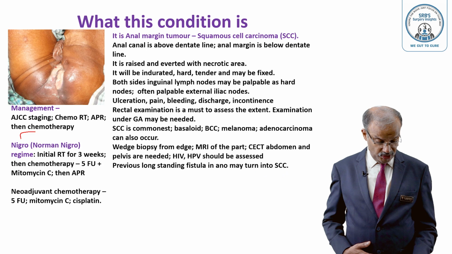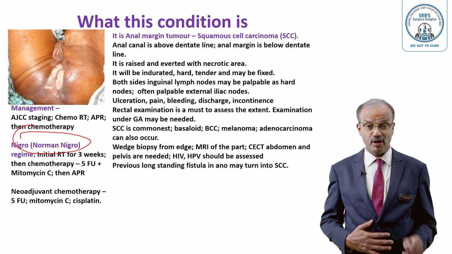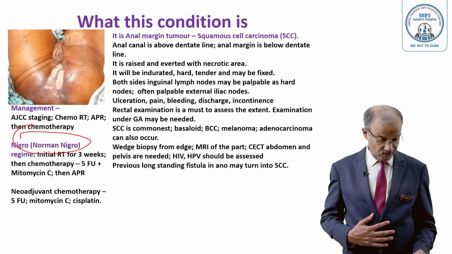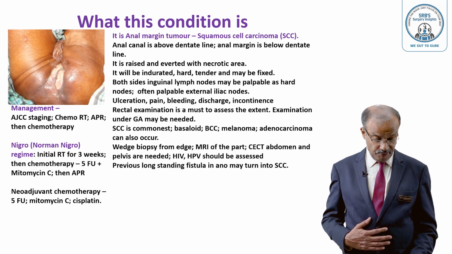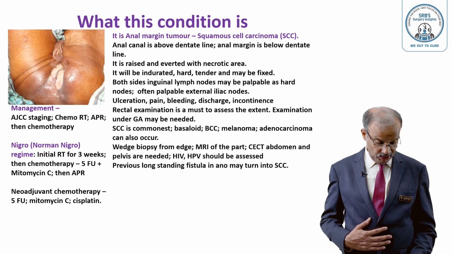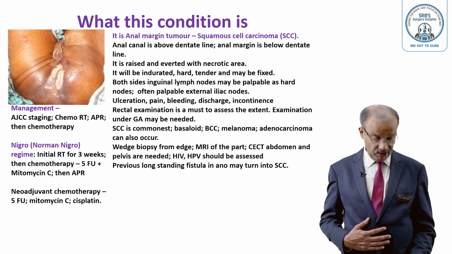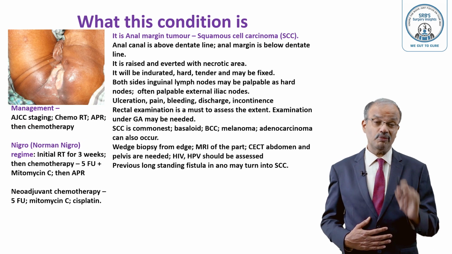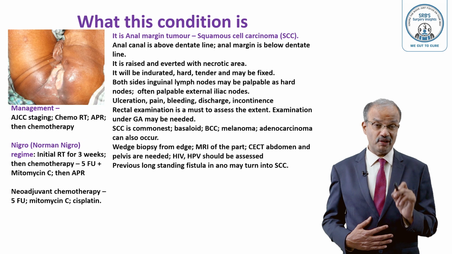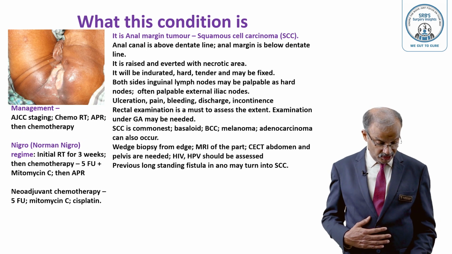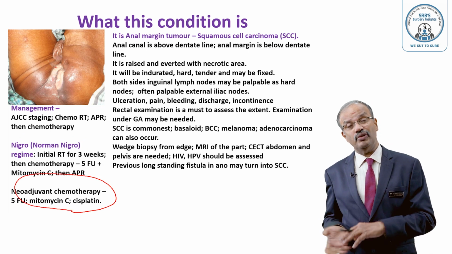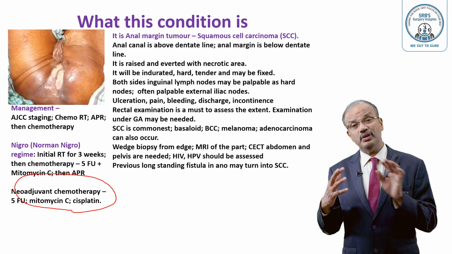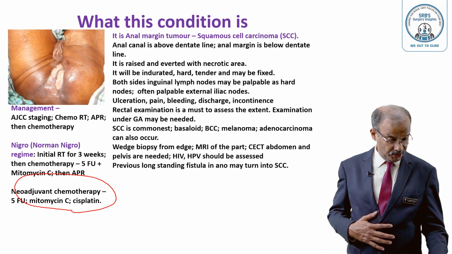And then came the Nigro regime, remember it's an MCQ question. Norman Nigro in the 1970s started this regime. So initial radiotherapy for 3 weeks, then chemotherapy, 5-fluorouracil, mitomycin C, then abdominoperineal resection. Neoadjuvant chemotherapy, 5FU, mitomycin C, cisplatin can be used. The different modalities: neoadjuvant, surgery, adjuvant, RT, chemotherapy, APR. That is the Nigro regime actually.